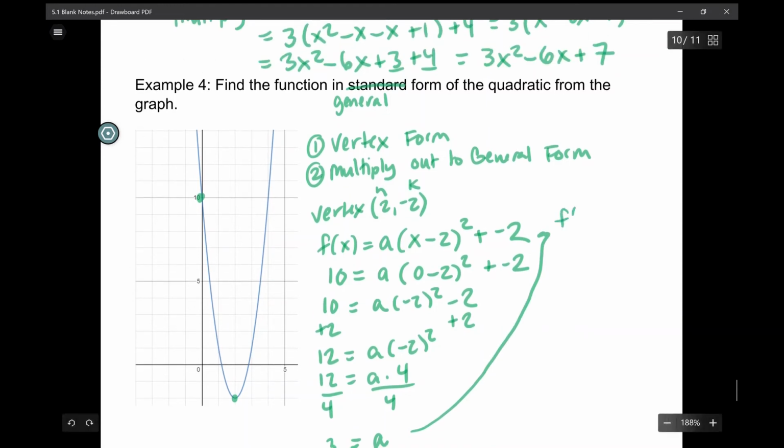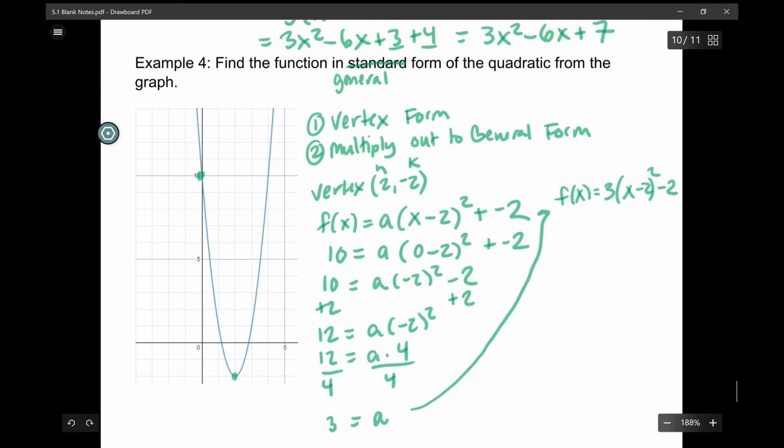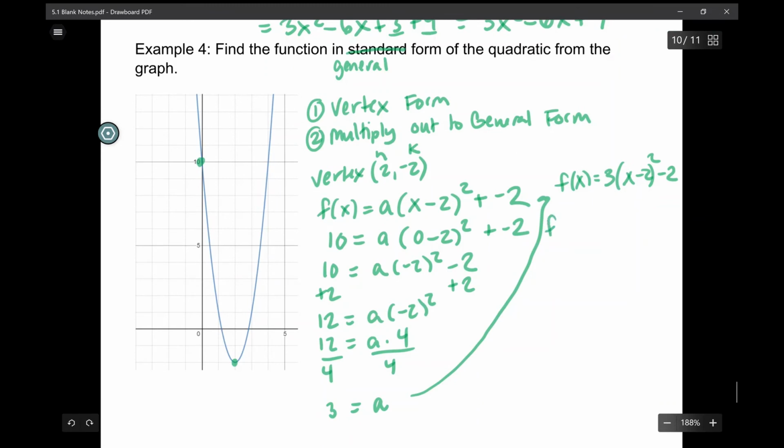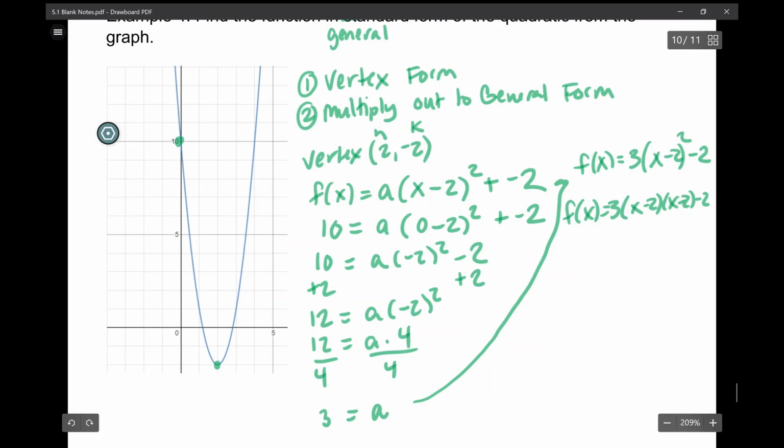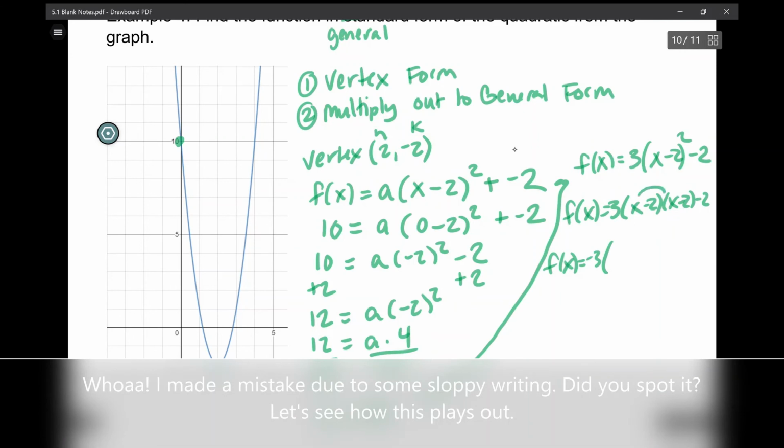F of x equals 3 times x minus 2 squared plus negative 2. Now if I want to get that into general form, I need to multiply it out. I wish I'd drawn less of an arrow, but that's okay. So let's multiply that out. F of x equals 3 times x minus 2 times x minus 2, minus 2. Okay. I need to FOIL this out. F of x equals minus 3, x squared minus 2x minus 2x plus 4. I'm running out of space a little bit, and I still have that minus 2 down there.